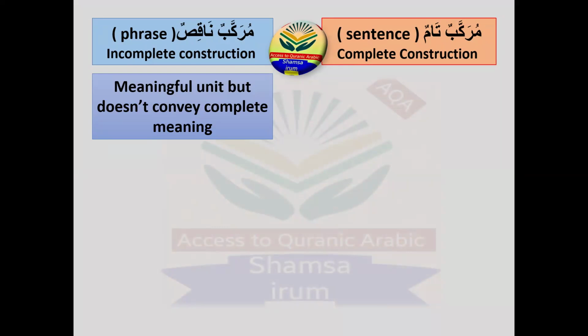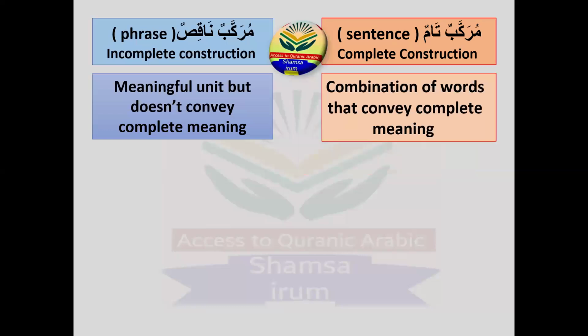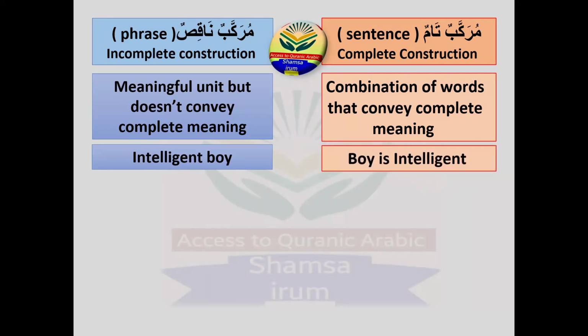Meaningful unit, but doesn't convey complete meaning. On the other hand, the Murakab Tam is the combination of words that convey complete meaning. Just suppose I will give you a few examples. Like intelligent boy. This phrase consists of two words. They both have meaning, but it's not complete meaning. It doesn't give us the full meaning. It's not a sentence. But on the Murakab Ta'amun, if I say that boy is intelligent, now it is a complete sentence. It is full meaningful, a full complete sentence.